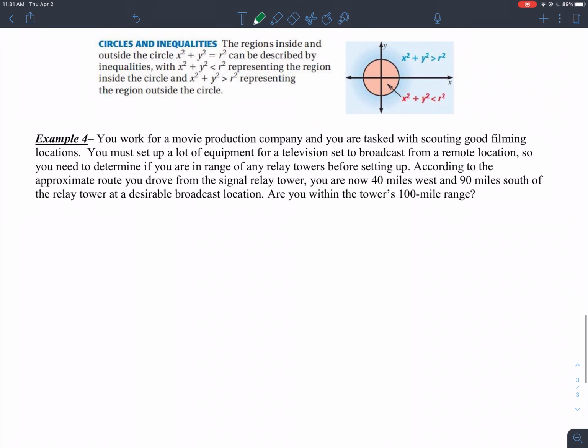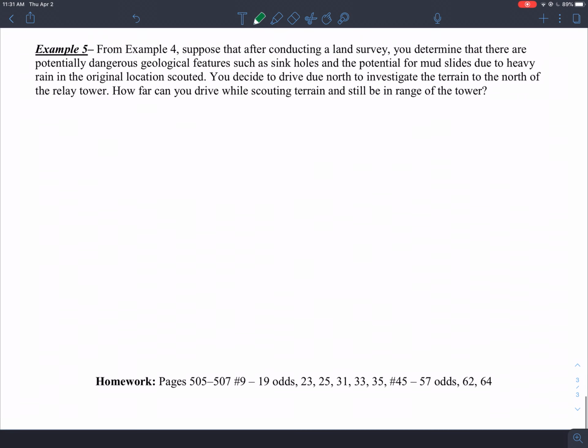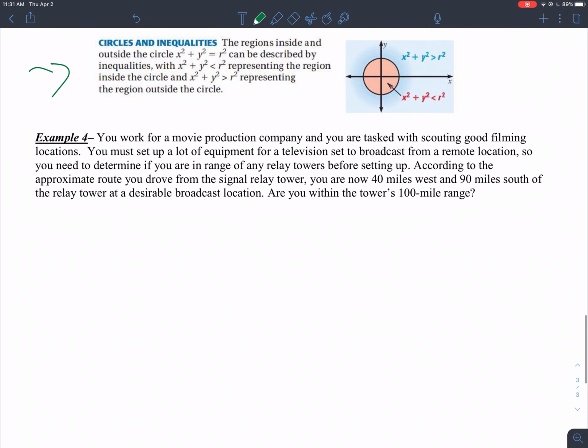So circles and inequalities, they give you some information. We'll look at this in a second, and then you have to solve some problems. Okay, 2 problems you have to solve. Example 4 and example 5. These are a little bit more tricky, and you don't have to do them exactly the way I do them. I'm going to use the textbook information, but you can use your mind and do something different if you really want to, okay, and still come up with the right answer.